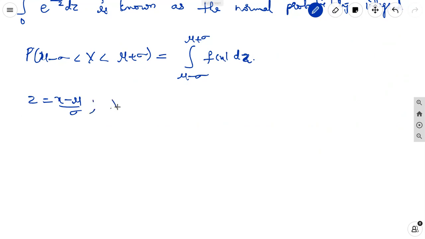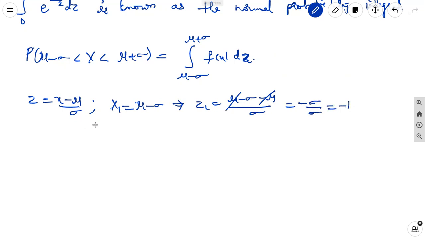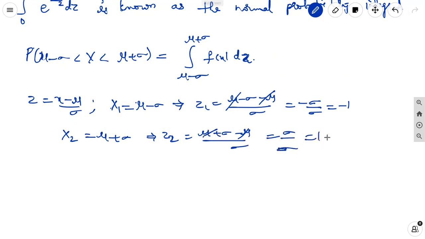Here x1 is equal to mu minus sigma. We can substitute z1 is equal to mu minus sigma minus mu by sigma. Mu minus mu gets cancelled, minus sigma by sigma, it is equal to minus 1. In the same way, x2 we can take as mu plus sigma, it is another variable z2, the upper limit, that is mu plus sigma minus mu by sigma. Mu gets cancelled, sigma by sigma, it is equal to 1.